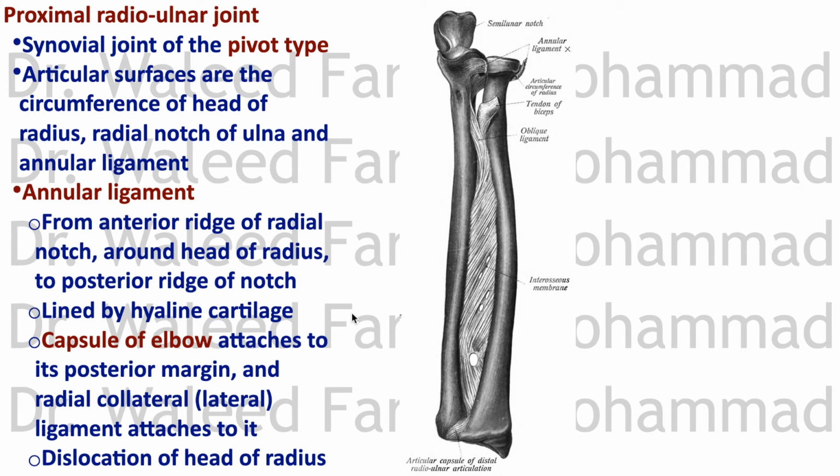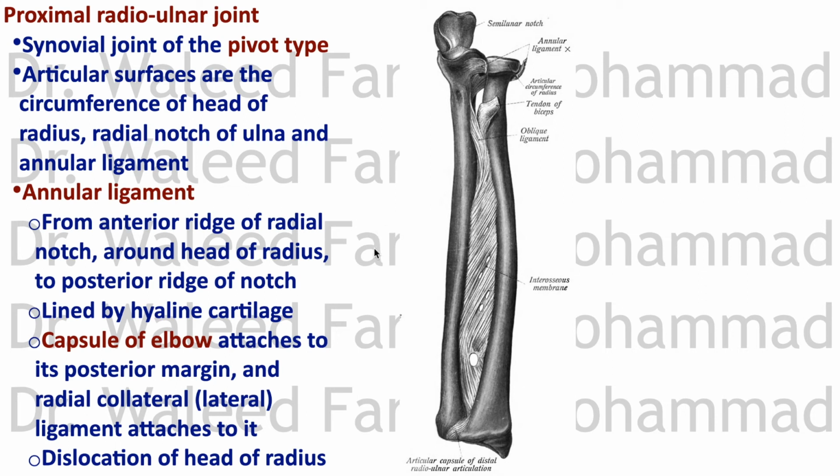The proximal radioulnar joint, this one, is a synovial joint of the pivot type. Pivot means it has a rotation movement. Articular surfaces are the circumference of the head of radius, radial notch of the ulna, and the annular ligament.